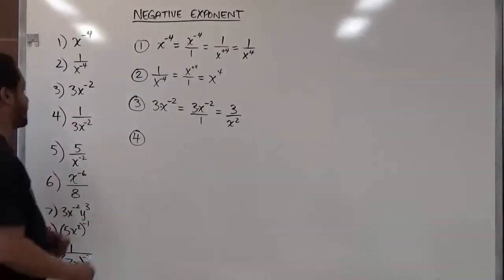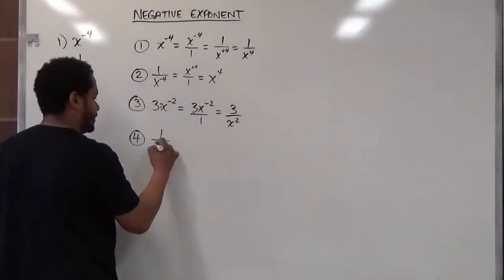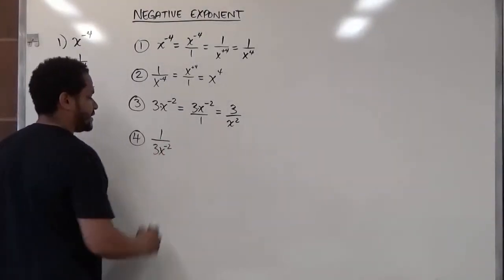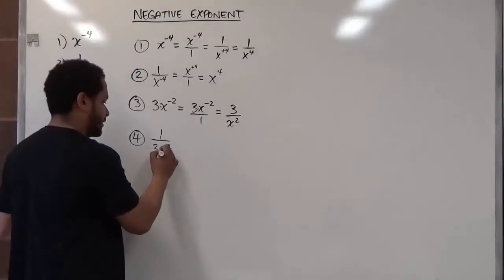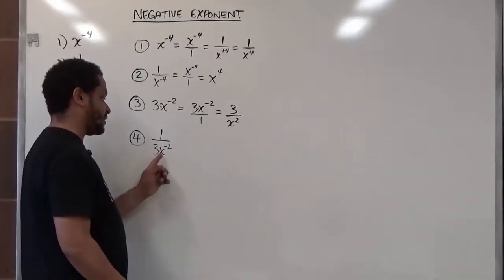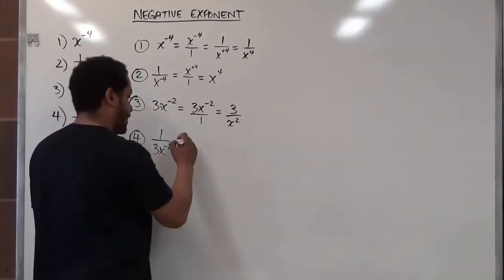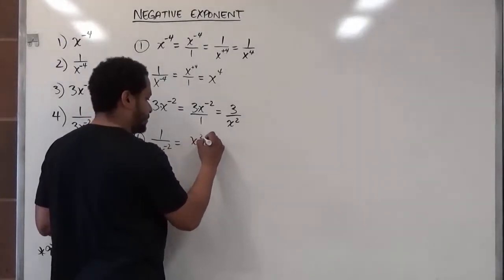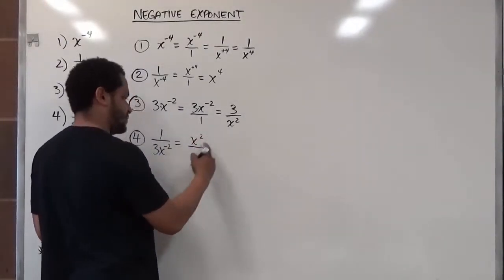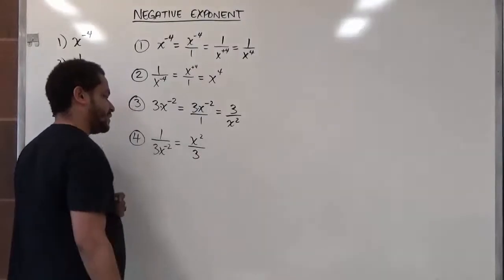In number 4 we have the same case, only this time 3x to the negative 2nd exponent is in the denominator, where these are multiplying. The negative exponent is only affecting the x. So only the x moves up and changes sign from negative to positive, while the 3 remains in the denominator.